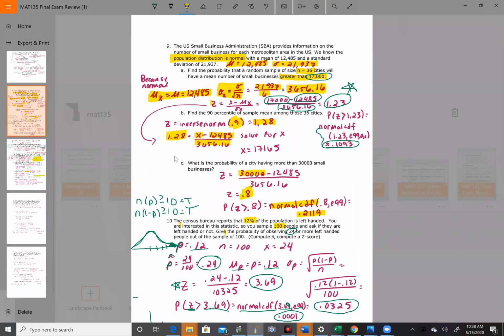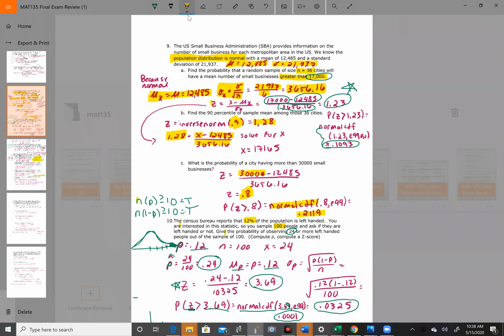Question 10. The Census Bureau reports that 12% of the population is left-handed. You are interested in the statistics, so you sample 100 people and ask if they are left-handed or not. So right away, we can do some quick math to figure out if we have a normal distribution here.